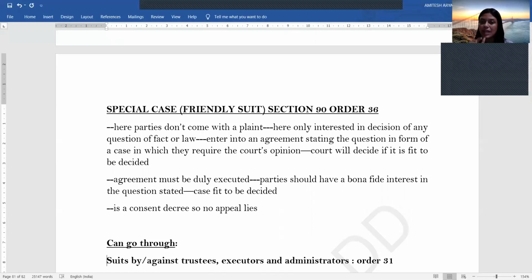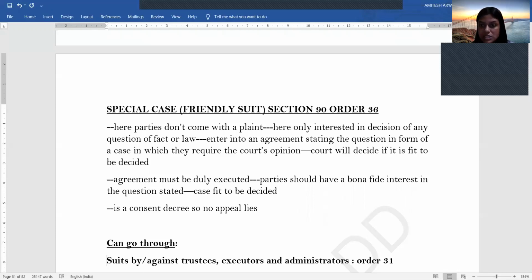This is dealt with under Section 90 and Order 36. Here, I have not gone into the section and the order in detail, but you can see that here the parties are not coming as plaintiff and defendant. The only thing they are interested in is that they have come with a question of fact or law and they want the court to please decide this particular thing for us. We are friendly with each other. They have entered into an agreement. They have stated the question in the form of a case. They only want the court's opinion. If the court thinks fit that it should give an opinion, it can decide the same.